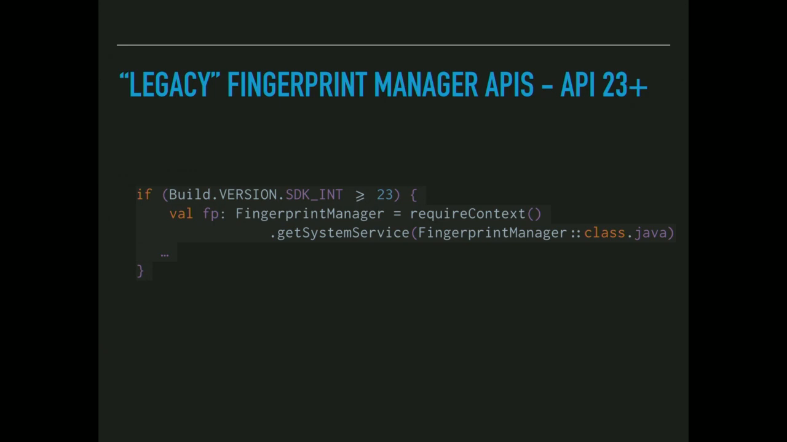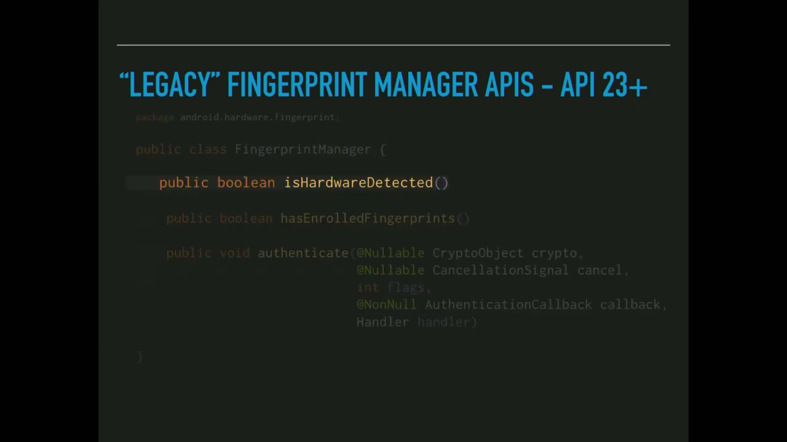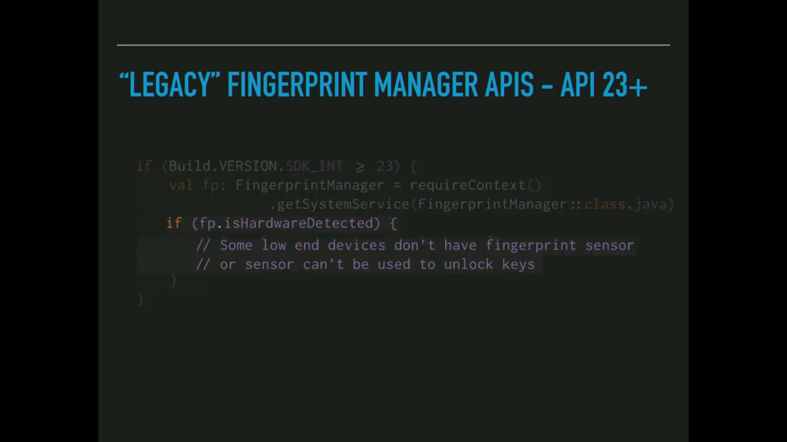Once you've got the Fingerprint Manager, the next thing you're going to do is check is the hardware detected. There are some phones, still new phones, especially low-end ones that have no fingerprint hardware, so it's important to check that that hardware is there. So after you get it, you would put that check into your flow.